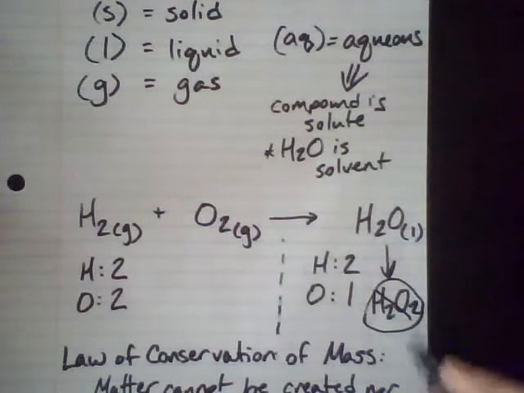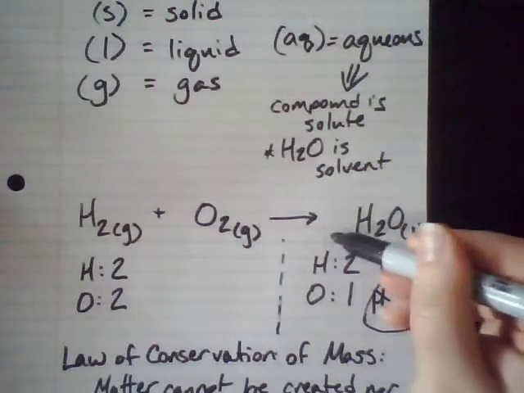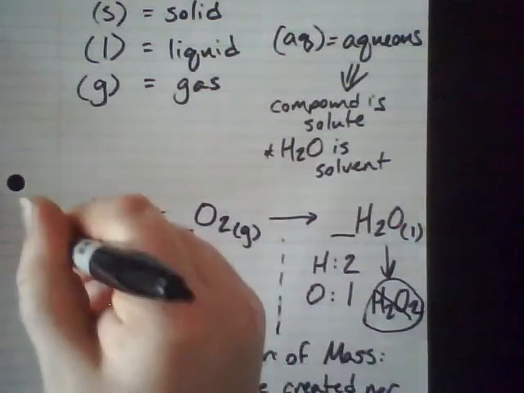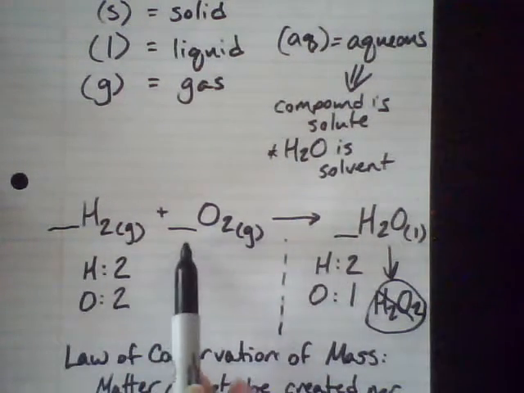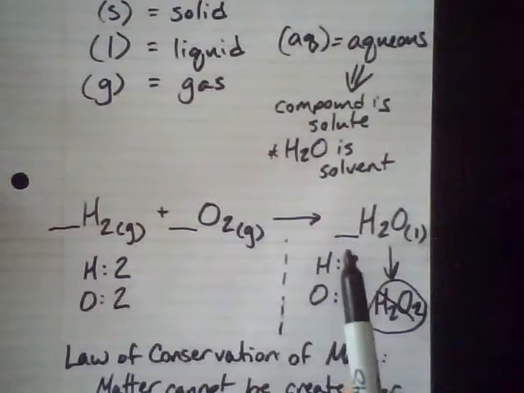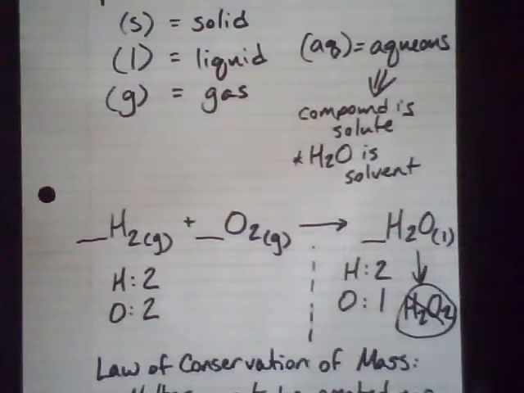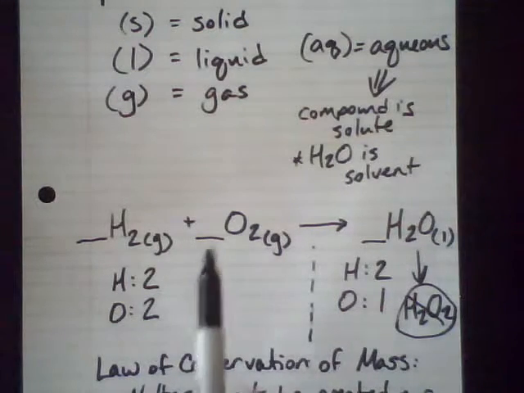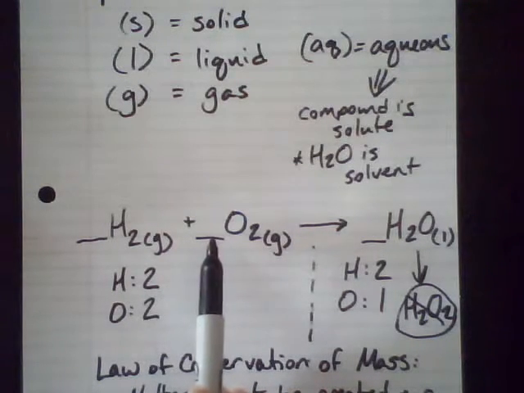We can't change the subscripts. We can't change the little numbers, but we can change the big numbers out front. So right now there's no big numbers out front, and I'm putting kind of a dash here or an underline just to show that this would be the place where we'd put those big coefficients. And if we have to have the same number and type of thing on both sides, then whatever is in the front here, these coefficients act as multipliers.